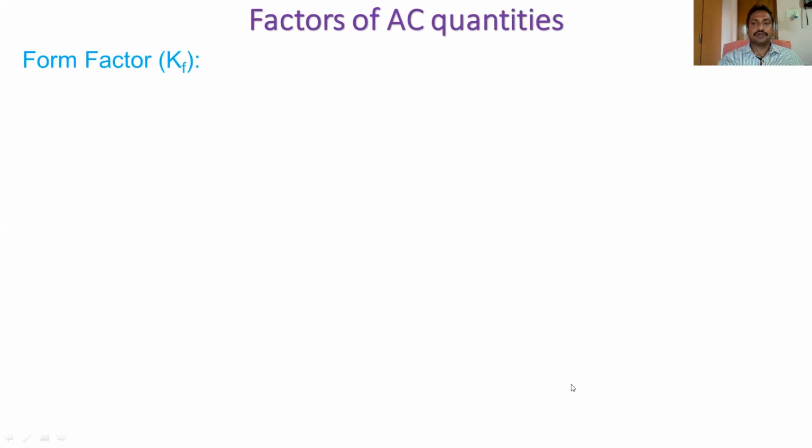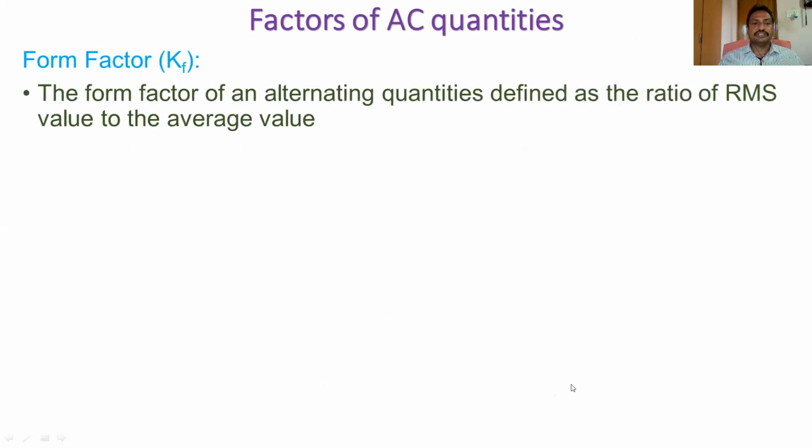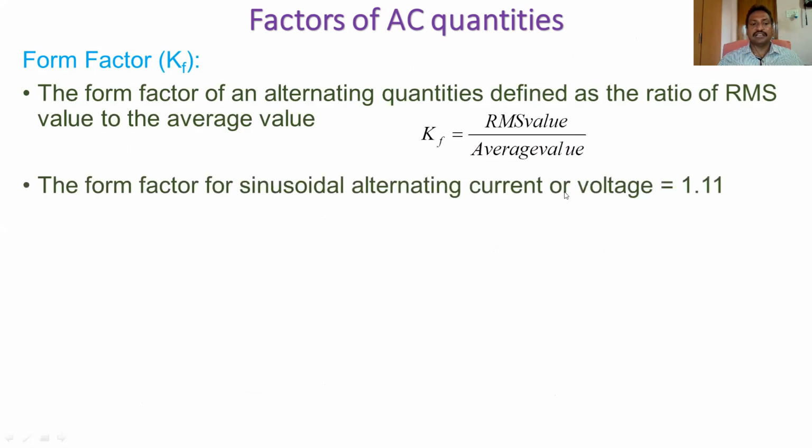Next, factors of AC quantities. There are two factors, form factor and peak factor. First we start with the form factor. The ratio of RMS value to average value is called form factor. Form factor is equal to RMS value by average value. RMS value is Im by root 2, and average value is 2 Im by pi. We evaluate this and finally get 1.11. So the form factor of a sinusoidal alternating current or voltage is equal to 1.11.